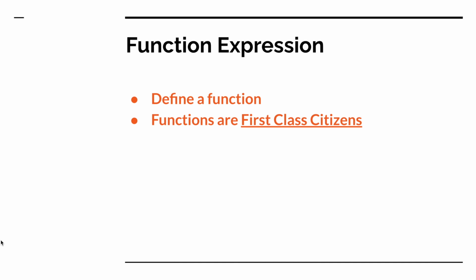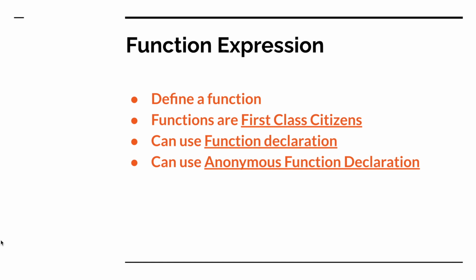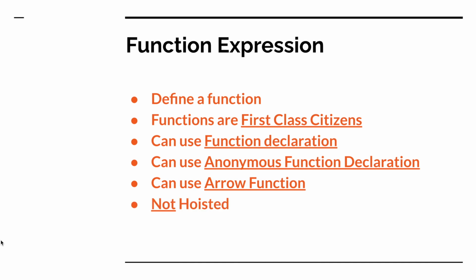Now, in a function expression, you can use a function declaration or even an anonymous function declaration. So the function could be unnamed. And you can also pass in an arrow function. And the last thing to know is that function expressions are not hoisted.